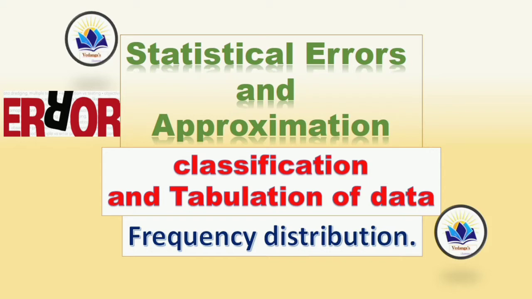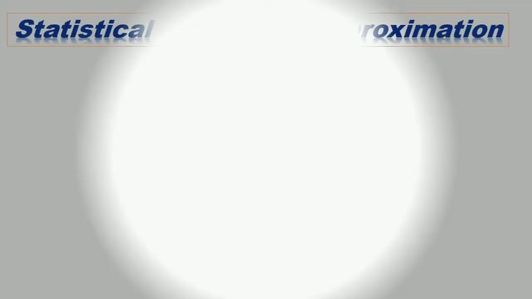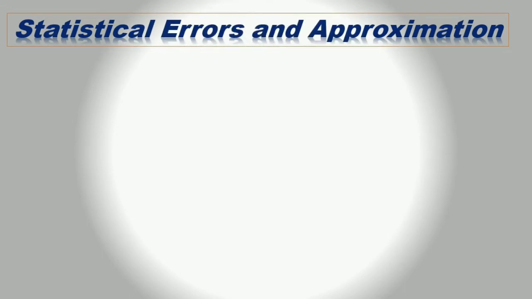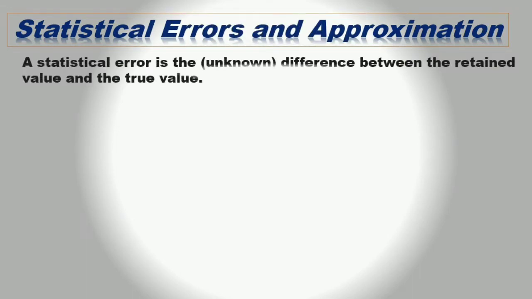Hi everyone, in this video we are going to learn about statistical error and approximation, and also the classification and tabulation of data and frequency distribution. So let's start. Coming to statistical error and its approximation, this is an unknown character which shows the difference between the retained value and the true value, right?